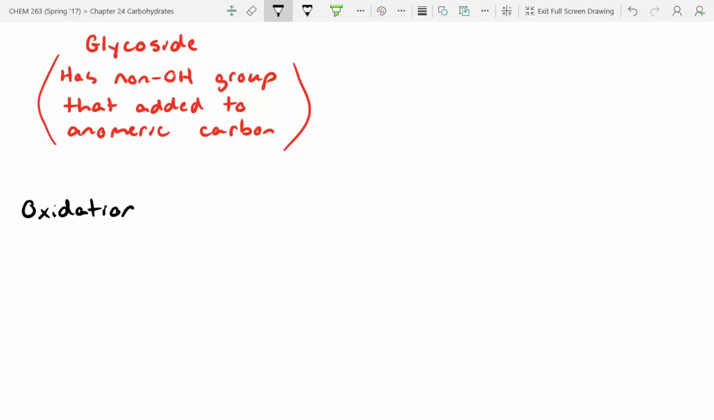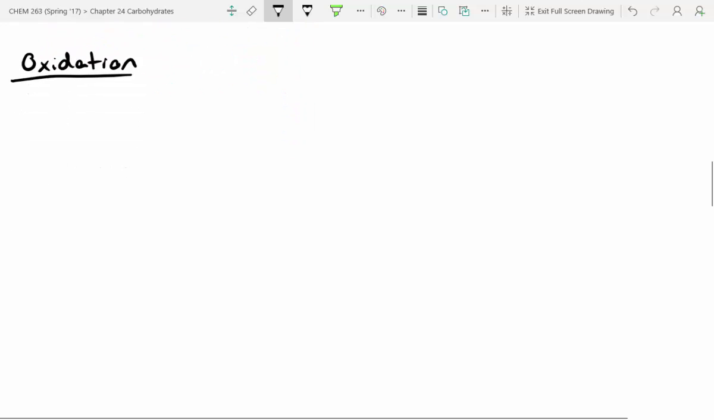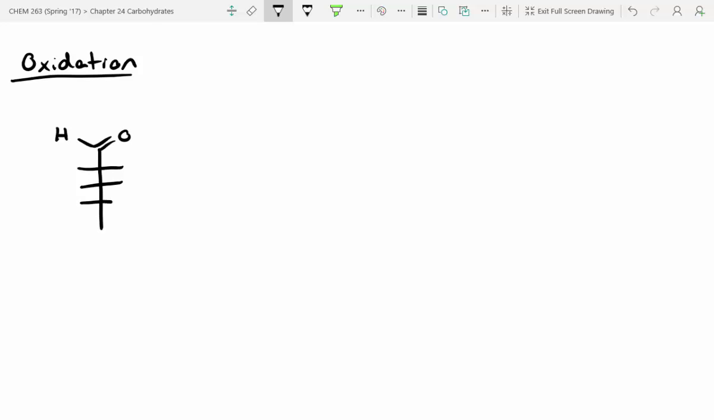Oxidation. So you can oxidize sugars pretty readily. However, you have to be very, very careful, and I'll show you guys why in a minute. So I'll stick with regular glucose. So this is our Fischer projection for glucose.